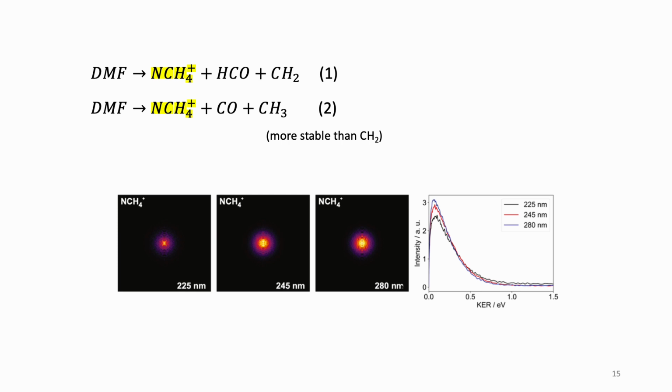The NCH4 ion is extremely abundant at all three photodissociation wavelengths. As the laser energy increased, the intensity of NCH4 decreased. This is because the NCH4 ion formed at 225 nanometers has a higher degree of internal excitation, which increases the probability of losing H2. This is consistent with the conclusions reached before.